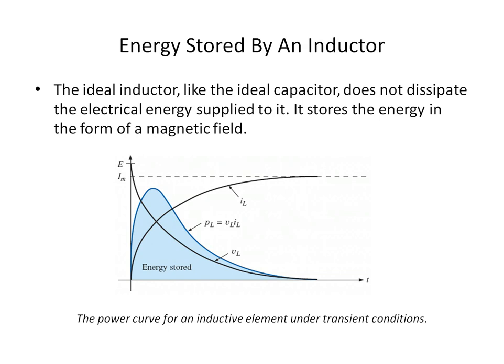Just like a capacitor, an inductor also stores energy. It does not dissipate the energy. It doesn't actually turn it into work. It doesn't use it up. It merely stores it. And here we have the power curve for an inductive element under transient conditions. So as the inductor is charging up or discharging, this is the power across the inductor.